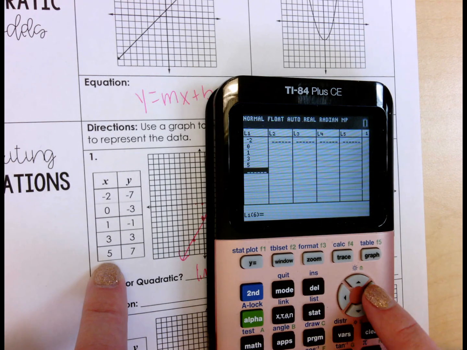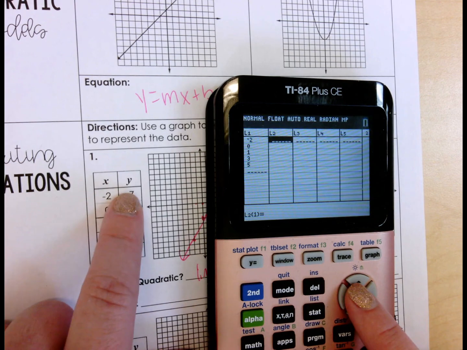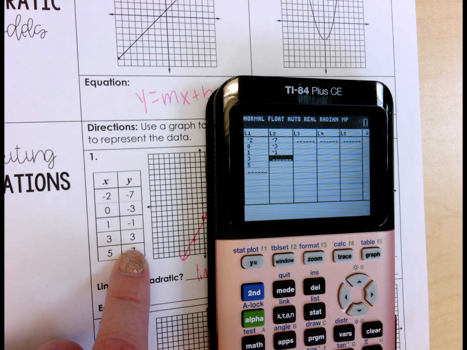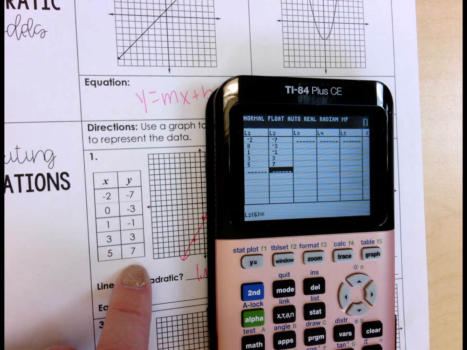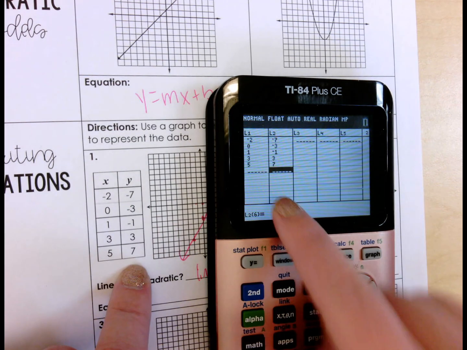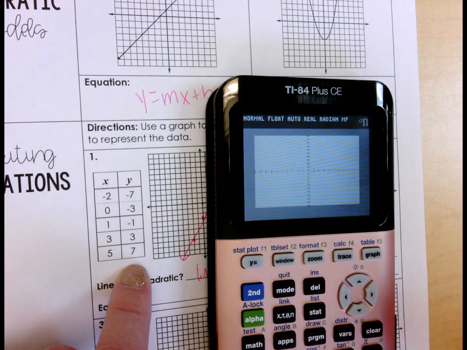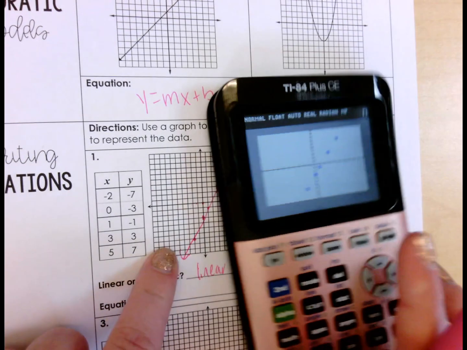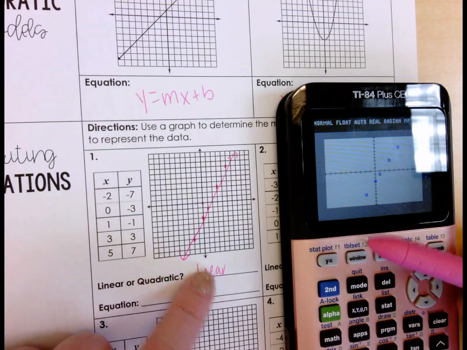And then I'm going to go to the right, and I'm going to do my y values in the second list. So I'm going to have negative 7, enter, negative 3, enter, negative 1, enter, 3, enter, and 7. Okay, so now I have this x and y table built here. Now, if I hit graph, your calculator graphs those points for you. So you can see that that is a line and it matches what you have on your graph.